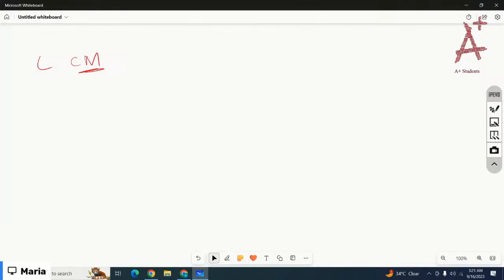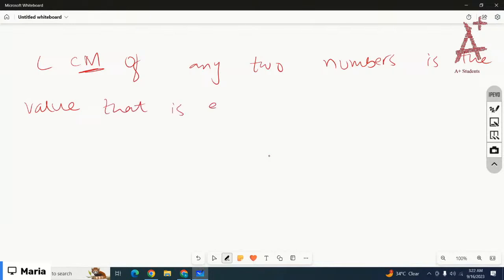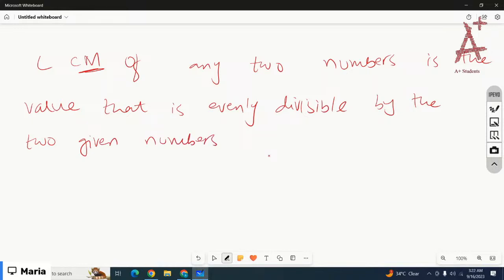LCM of any two numbers is the value that is evenly divisible by the two given numbers.